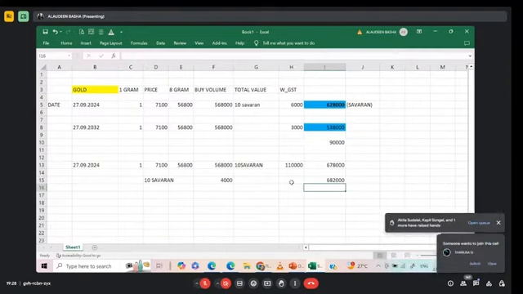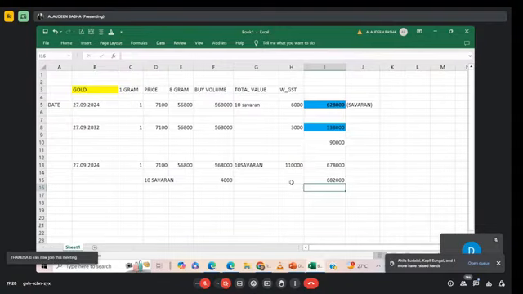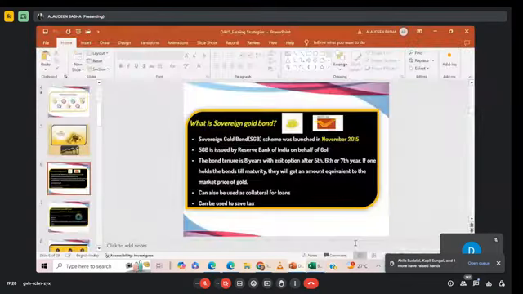These are the best advantages of investing in gold through sovereign bonds when you are thinking of gold as an investment. Let me repeat once again: if you are thinking about investment in gold, you go for the sovereign bond. If you are thinking about wearing the gold, it is not applicable. Are you clear on the sovereign bond? Yes, sir. Any doubts? No, sir.